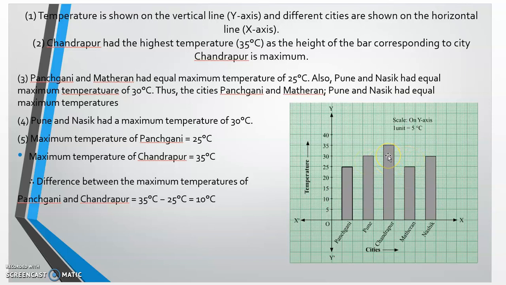And next, what is the difference between the maximum temperature of Panchgani and Chandrapur? Panchgani is 25 and Chandrapur is 35. So 35 minus 25 is 10. So these are the questions based on the bar graph that are asked and we have to answer. Now we'll actually see how to draw the bar graph.